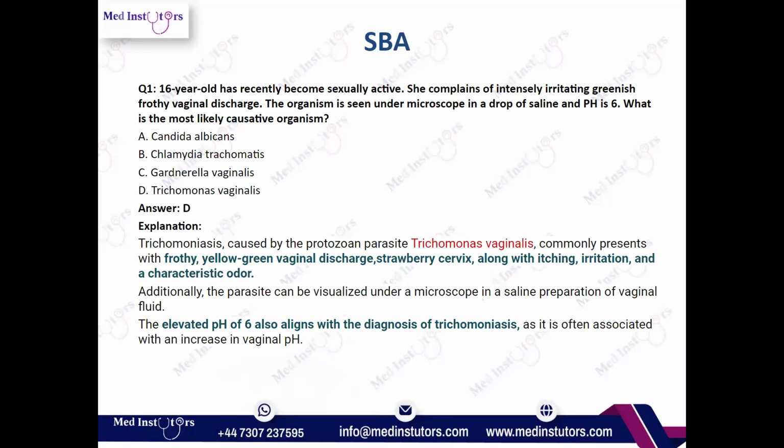Additionally, the parasite can be visualized under a microscope in a saline preparation of vaginal fluid, which they have mentioned in the question statement. The elevated pH of 6 also aligns with the diagnosis of trichomoniasis, as it is often associated with an increase in vaginal pH. So this is the correct explanation of this question.